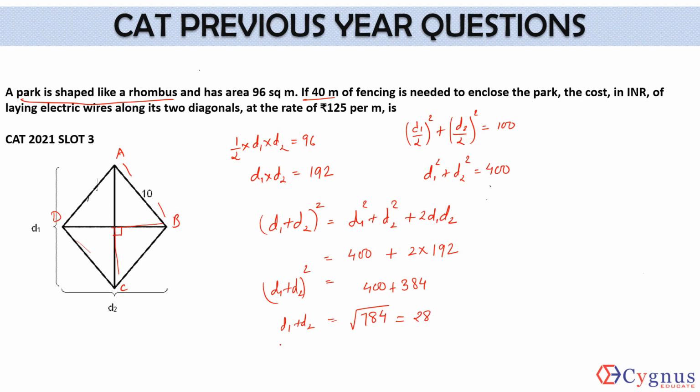What is the cost of laying electric wires along its two diagonals at the rate of 125? That means D1 plus D2. This is the total wire required at the rate of what? 125. So it becomes 28 into 125, which is equal to 3500. So 3500 are required.